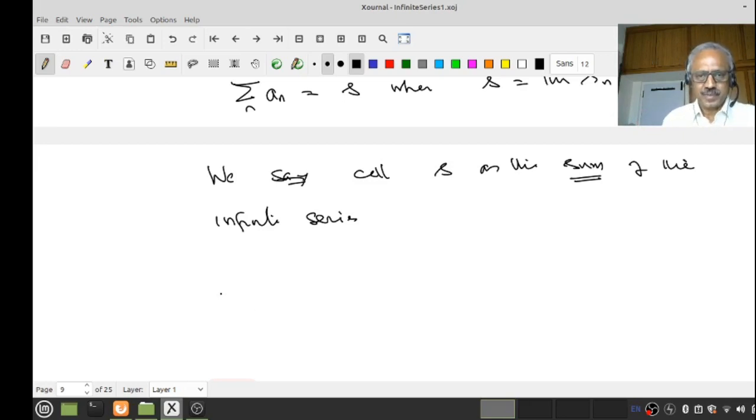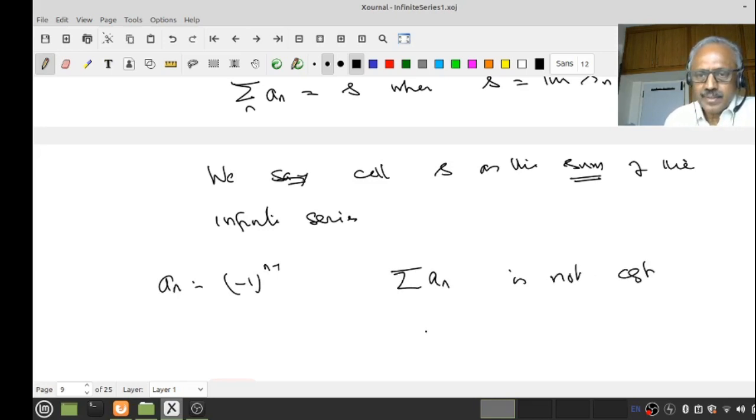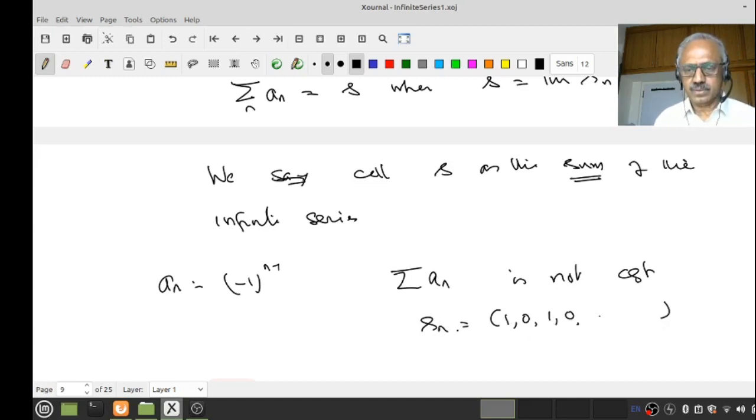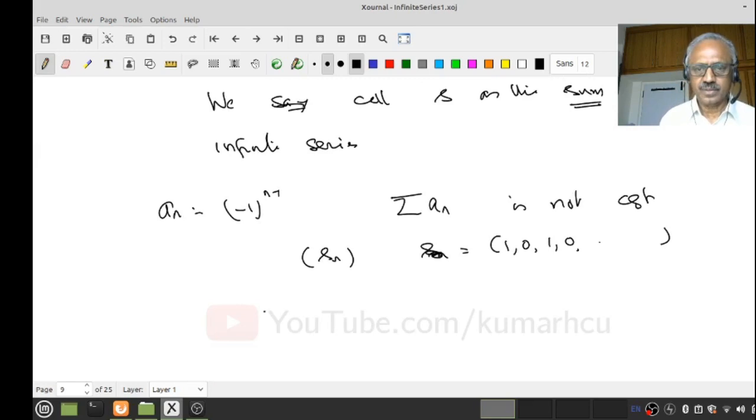Okay, so let us go back to the series an, which is given by this. Therefore, what do I know about this series? This is not convergent. Why? My Sns are this sequence. Sorry, the sequence Sn is this. So this is not convergent. Therefore, I say the series summation an is not convergent.